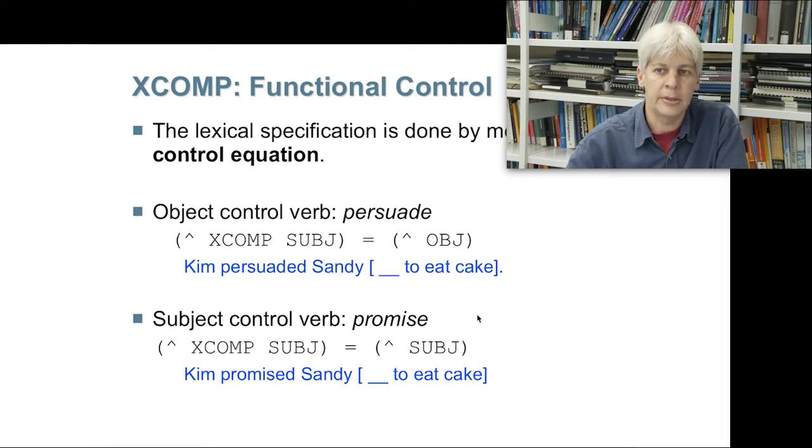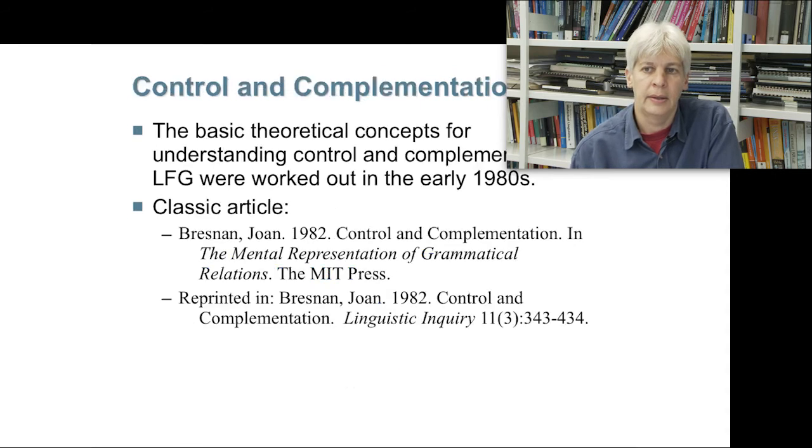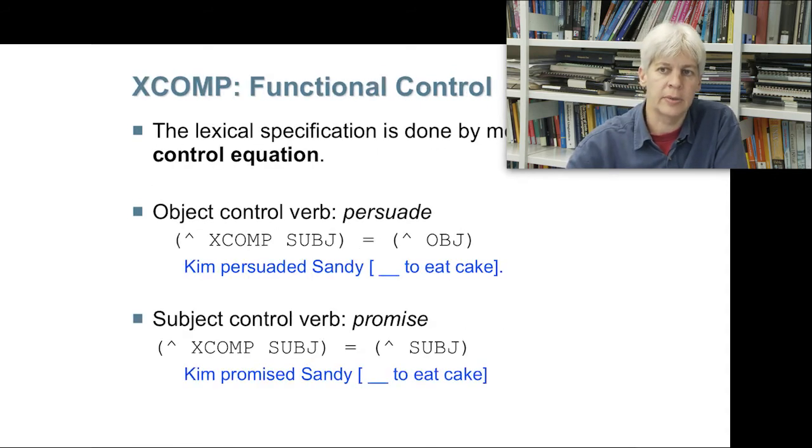In contrast, promise says the subject of my ex-comp is the matrix subject. Here's the matrix subject. Kim is the subject of the ex-comp, that's this one, and is the subject here. So eating the cake. That's what we have to put in the lexicon. We also have to write other lexical entries. We'll see how to do that in a minute.